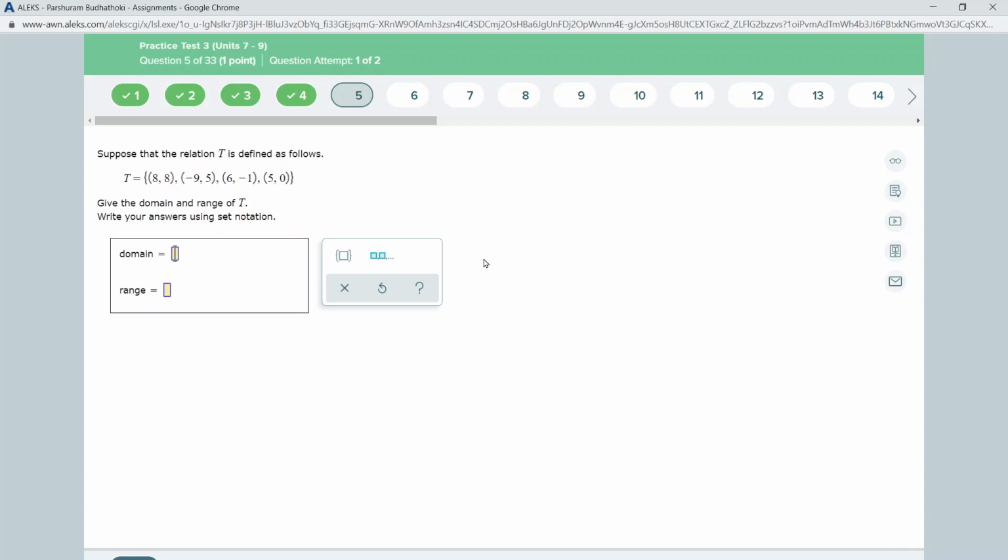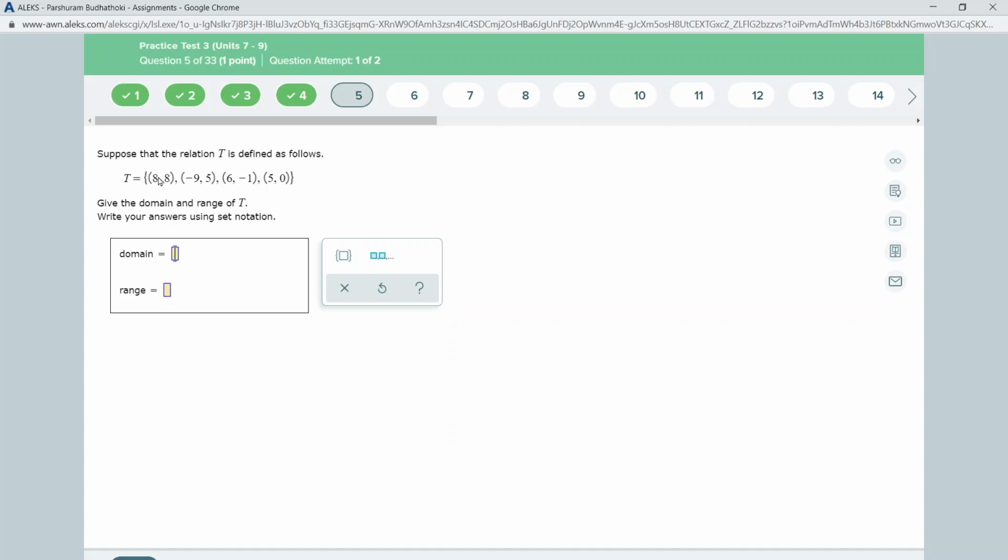Let's go to number 5. So suppose that the relation T is defined as follows. The relation is given as ordered pairs, and now we need to find the domain and range. Domain means the x values, range means the y values.